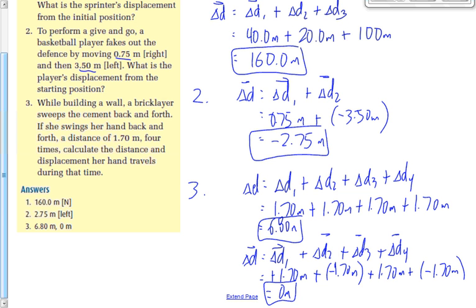Distance is how far you've traveled. Displacement is your change in position. And if you end up at the same position as you started at, your change in position is nothing. That's what we've got here, right? My distance is 6.8 because it doesn't matter what direction I went. My displacement was 0 because I ended up where I started. Okay?